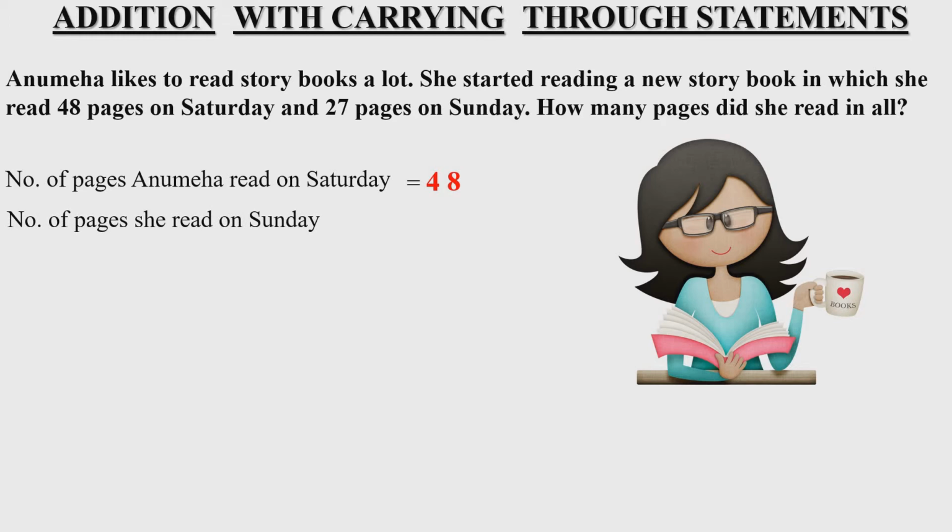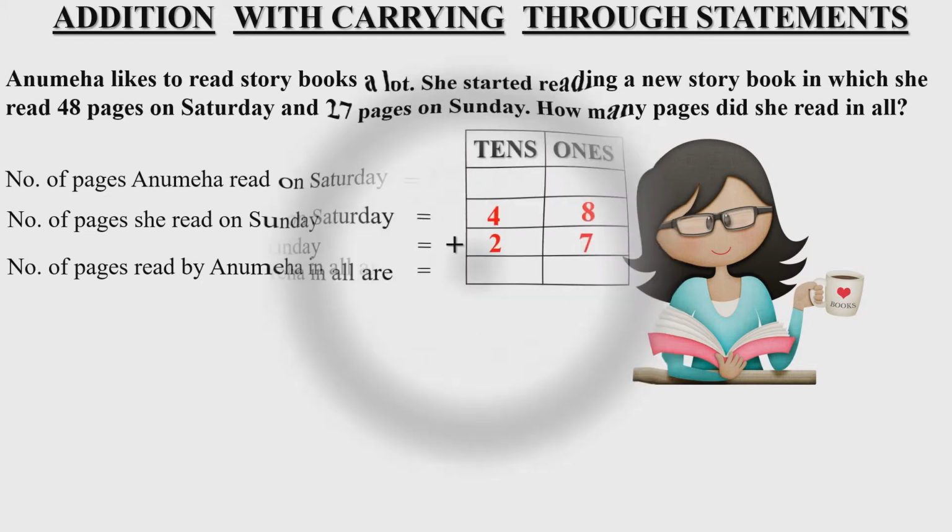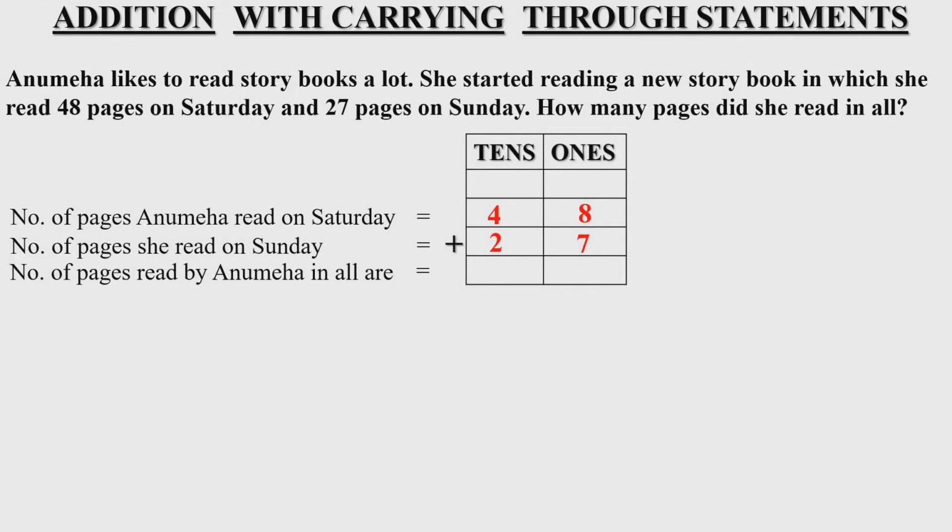Number of pages she read on Sunday is equal to 27. Number of pages read by Anviha in all is equal to what? So firstly, we will arrange the two-digit numbers in the column of tens and ones and add the digits of ones column first, which are 8 and 7.